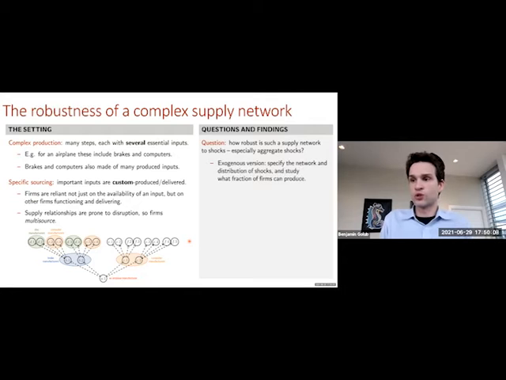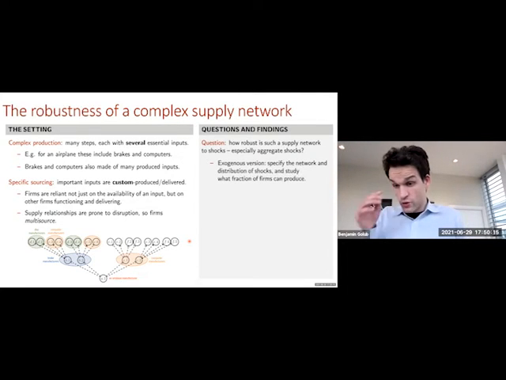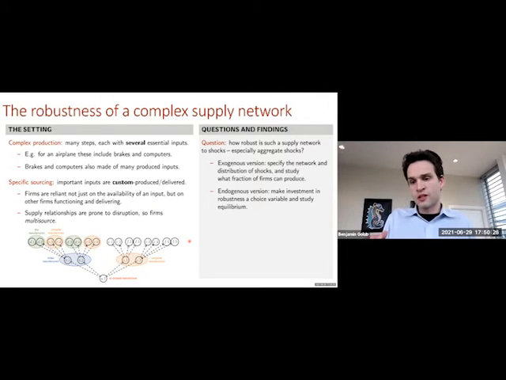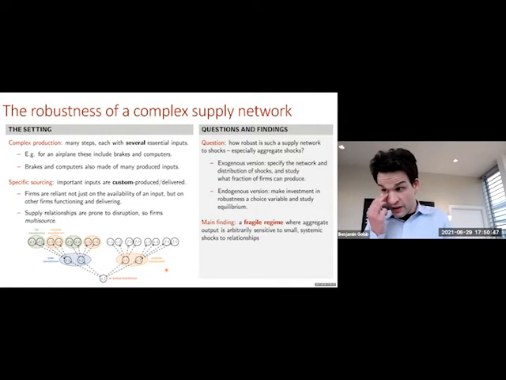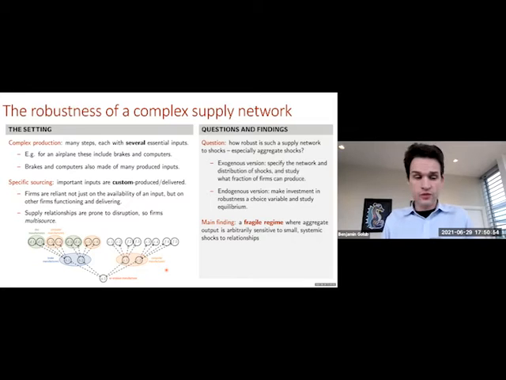There's an exogenous version of this question, which is just an applied probability problem. You specify the network, the distribution of shocks, and ask what fraction of firms can produce. And this question is already somewhat interesting. And I'm going to show you a phenomenon about it that you may recognize from some other things, but that's going to be important for us. And then the version that's really distinctive to us, and that I'm more excited about, is that we then, of course, think about these decisions, how hard do you work to source the supplies you need to produce, as part of an economic equilibrium. And we're going to try to understand how robust equilibrium supply networks are. And the main finding is going to be that there is what we call a fragile regime where aggregate output is very sensitive to small systemic shocks to relationships.